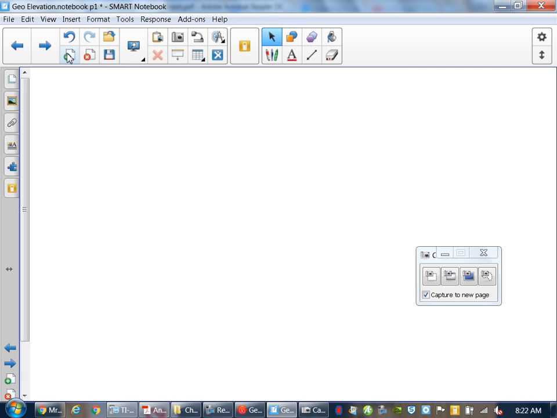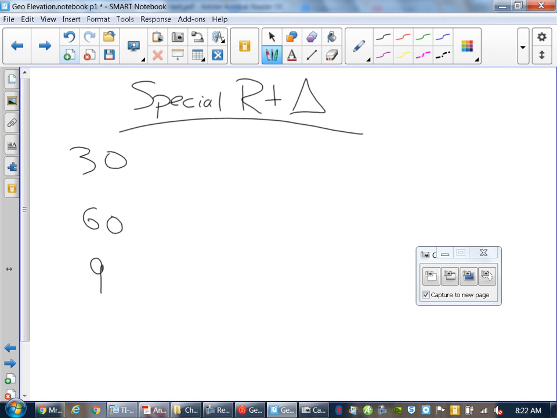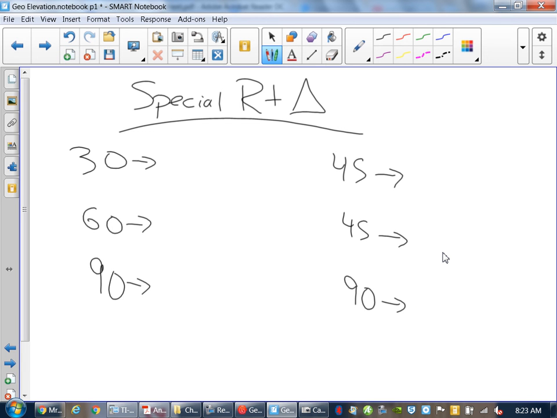Remember, you have special right triangles. When you have special right triangles, those are your 30, 60, 90. And you had those two setups.